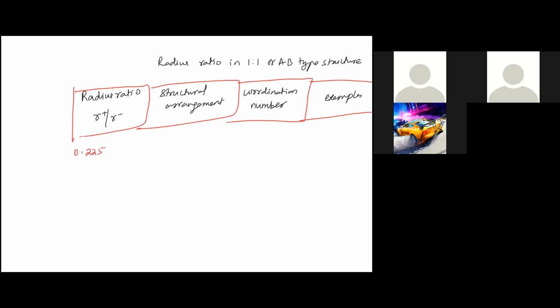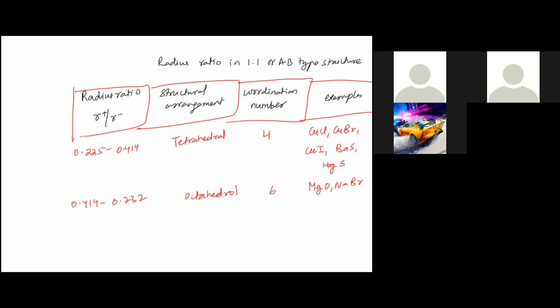0.225 to 0.414. The arrangement is tetrahedral. Coordination number is 4. Examples are CuCl, CuBr, CuI, ZnS, HgS. If it is 0.414 to 0.732, it is octahedral. If you get these values in calculation, the examples are MgO, NaBr, calcium sulfide, manganese oxide, potassium bromide, calcium oxide.